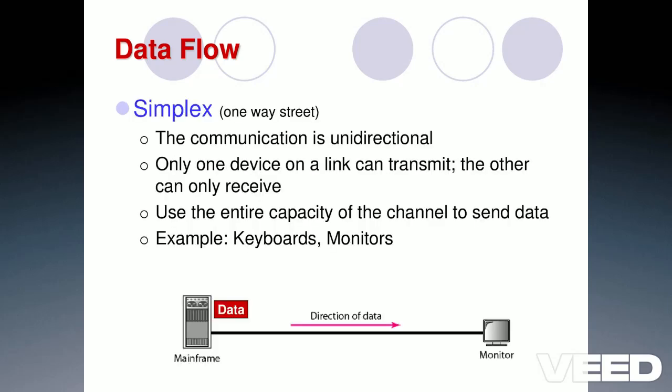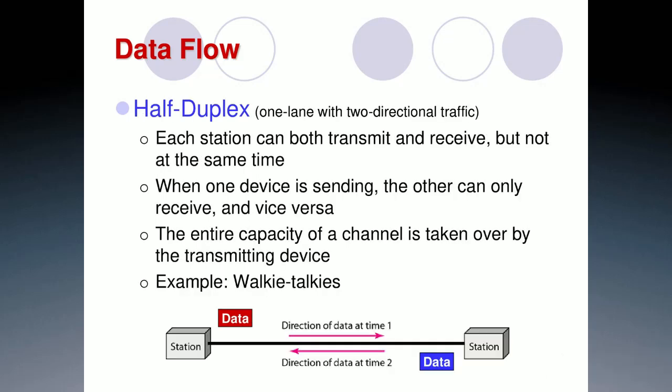Simplex means the communication is unidirectional. Only one device can transfer the data at a time. The sender can only transfer the data, and the receiver can only receive the data. That is simplex. Example, TV broadcasting. And the next one, half duplex.